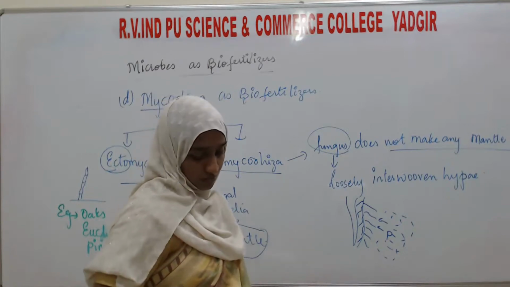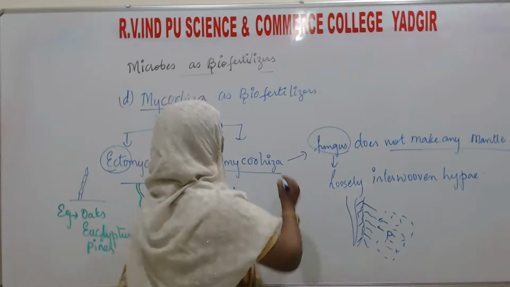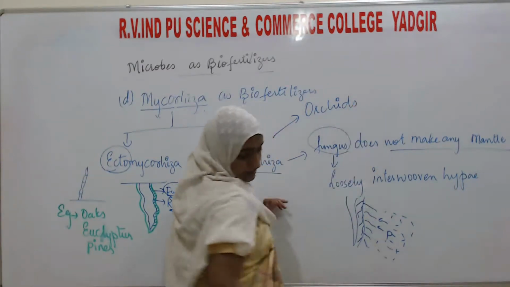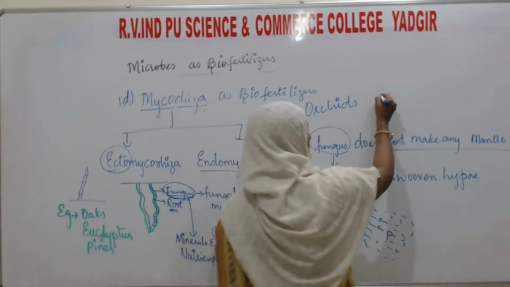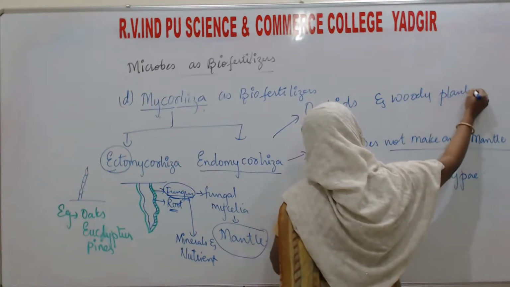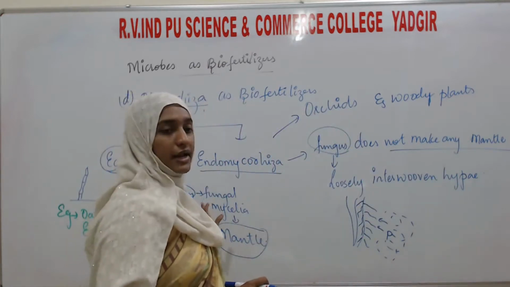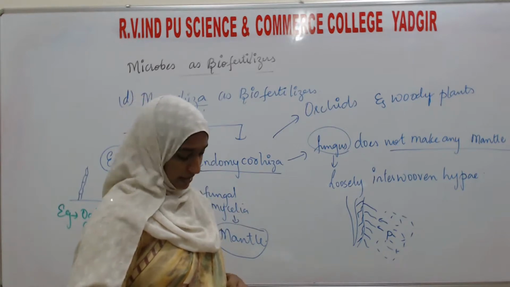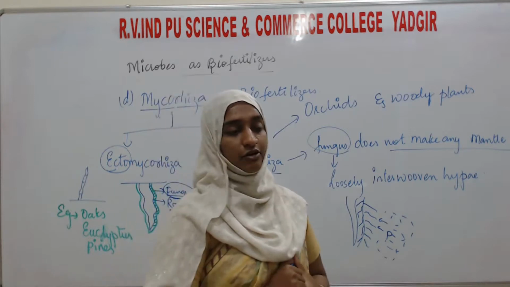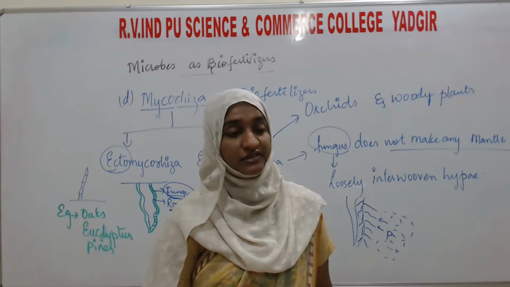Supplied to the plants. So the endomycorrhizae are also found in the higher plants. Some of the examples are orchids and woody plants. So this is about the endomycorrhizae and the ectomycorrhizae. This is the last topic, that is microbes as biofertilizer. So here your chapter is ended.